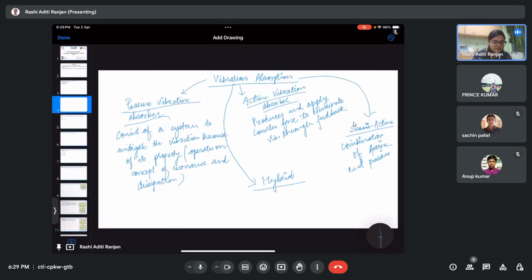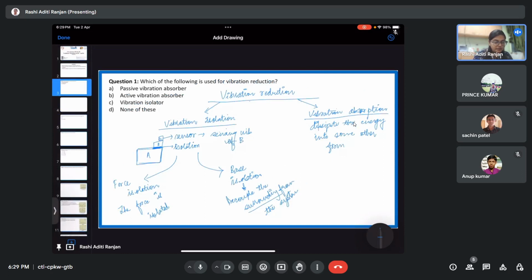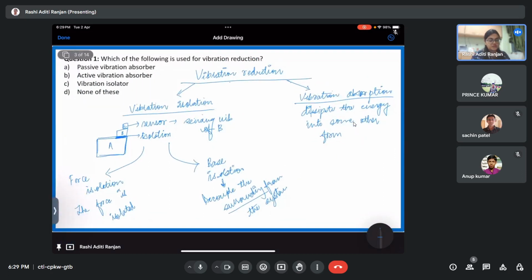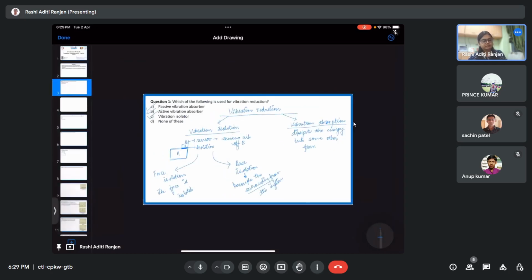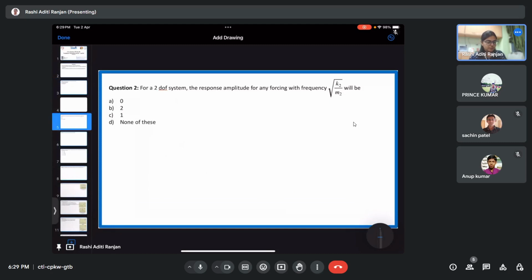Okay, so the question asks which of the following is used for vibration reduction: passive vibration absorber, active vibration absorber, vibration isolator. All three are the correct answers. Okay, coming on to question number 2.